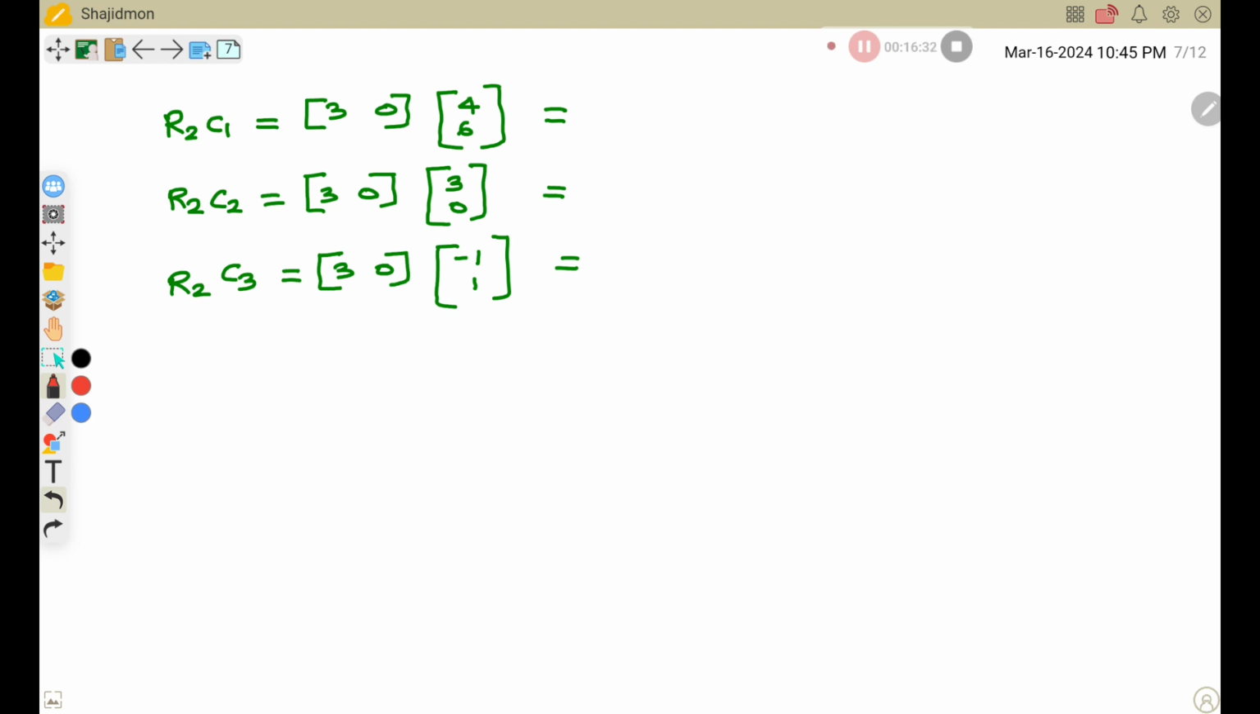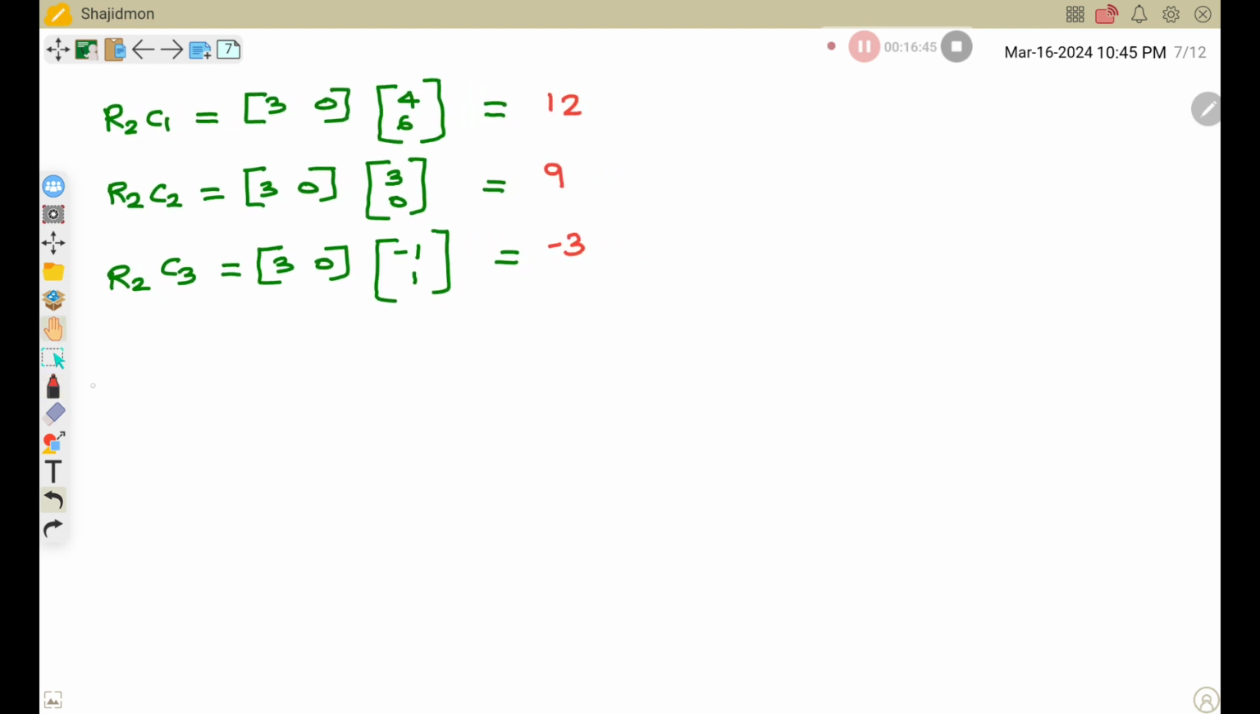You can check it: first number with the first number plus second number with the second number. When we are multiplying, we will get the answer: here it is 12, here we will get 9, and here we will get minus 3. Hope you are clear on the multiplication you can do.